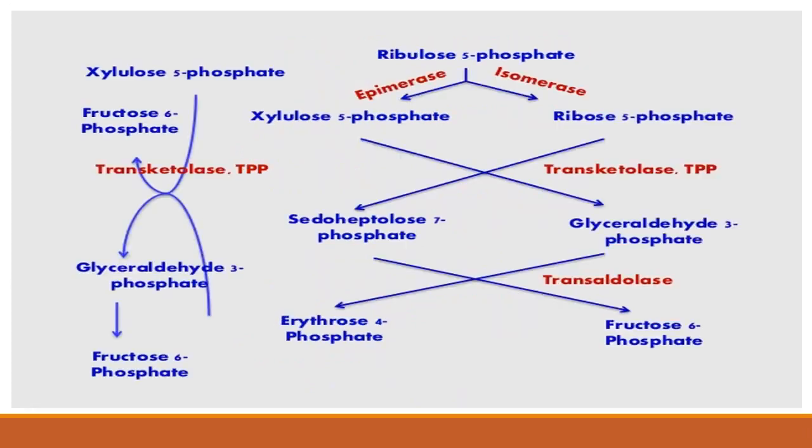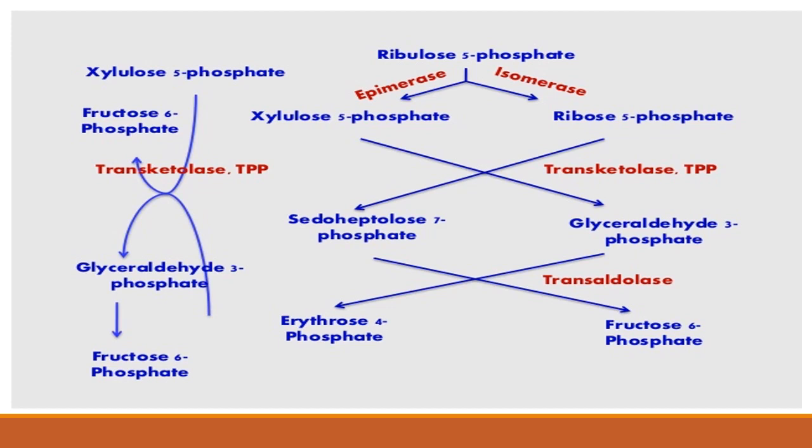Then ribulose 5-phosphate epimerizes to give xylulose 5-phosphate in the presence of ribulose 5-phosphate epimerase enzyme. And the same compound isomerizes to give ribose 5-phosphate. This reaction is catalyzed by ribulose 5-phosphate isomerase.